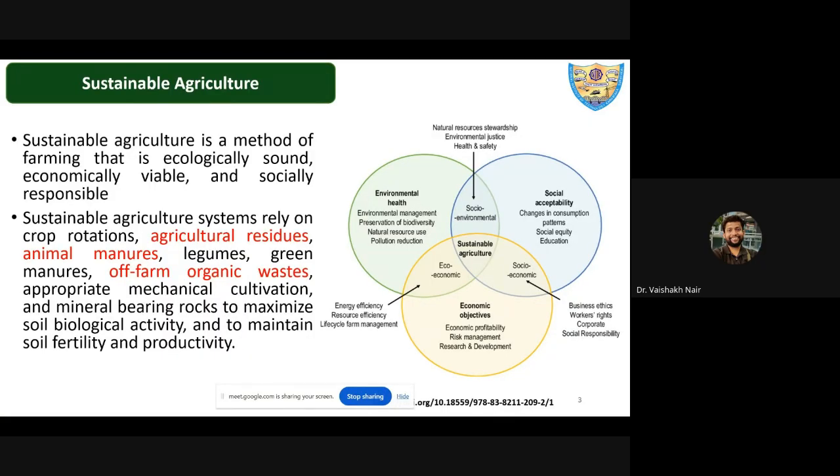Then there is a proper method, that is crop rotation, utilizing better, efficient machineries. And then finally, to be precise, where we come into the picture is how we utilize the agricultural residues and animal manures. So all these things I've highlighted are the material point, which is the waste we are talking about. And leguminous and green manures are all again related. Even though I have highlighted only some of these, the ones I have not highlighted are also coming into these.